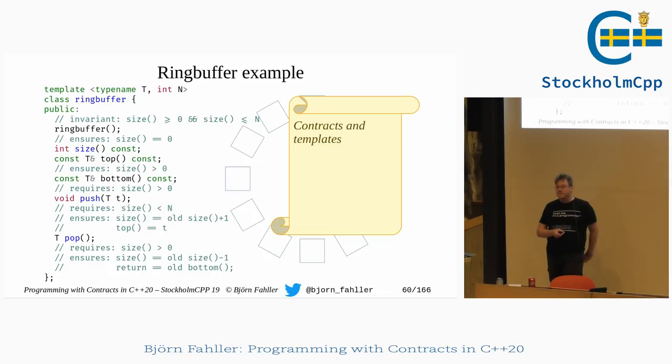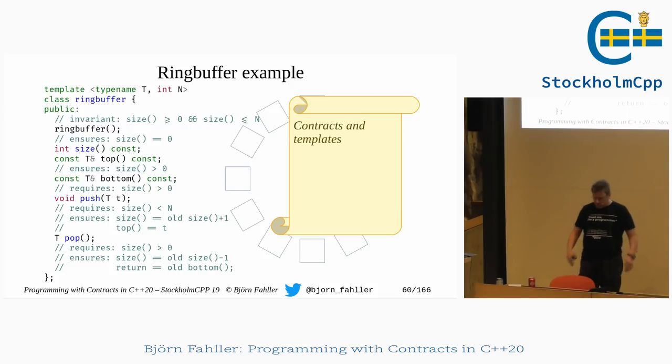Templates. This is a template. What about a specialization? If I make a partial specialization for pointer types, what can I do then? Can I change my contracts for a specialization? Maybe I can strengthen them. But is that fair to some generic template code that doesn't know what its T is? It just knows that it manages a ring buffer of T's. Is it fair to say that different rules apply depending on what a T is? I don't think so, personally.